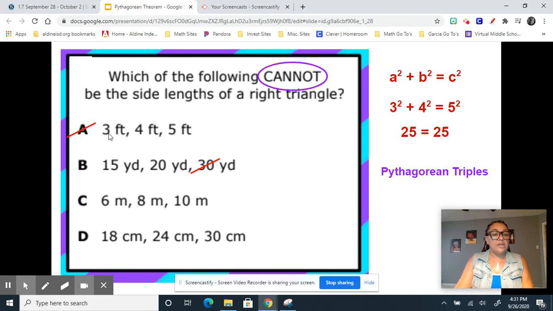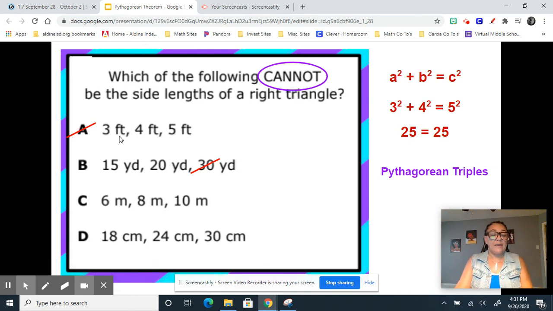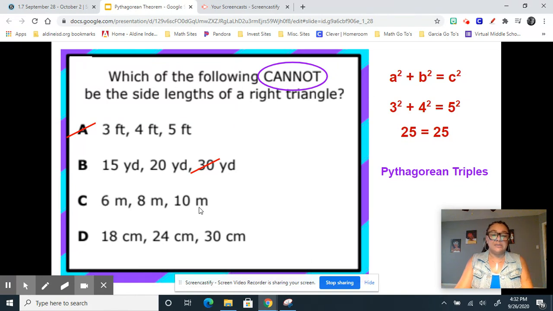Again, I can use these measurements because these numbers are multiples of what I have. So 3 times 2 gives me 6. 4 times 2 gives me 8. 5 times 2 equals 10, which tells me 6, 8, and 10 will create a right triangle. So that cannot be my answer.